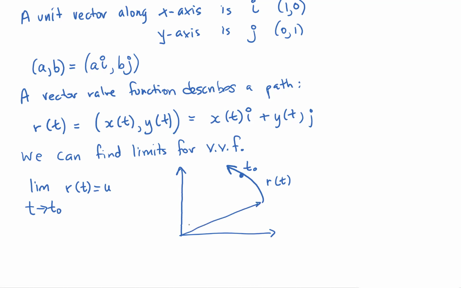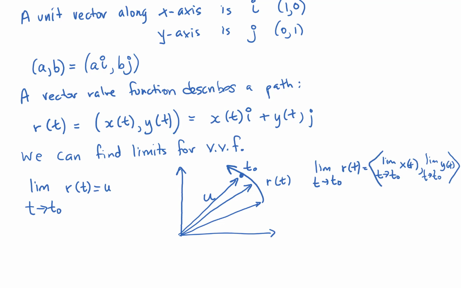So the first vector started here, then there are vectors starting here. We're moving towards this vector called u at time t0 along the path r of t. The more technical way of showing this is given with this notation, which uses these angled brackets to describe how the limit gets applied to the x function and the limit gets applied to the y function.